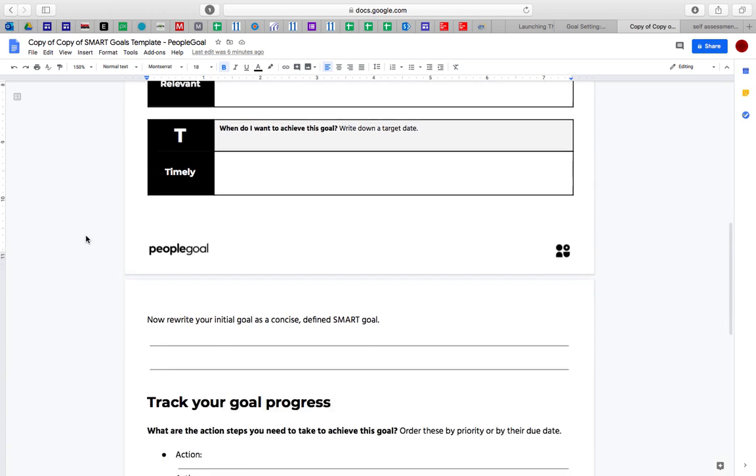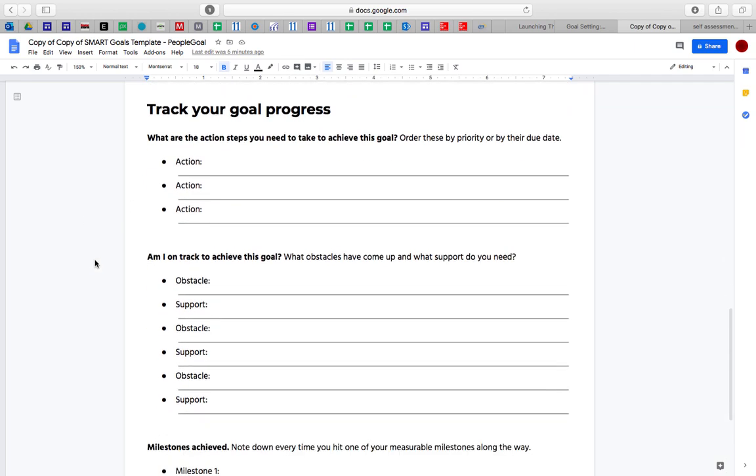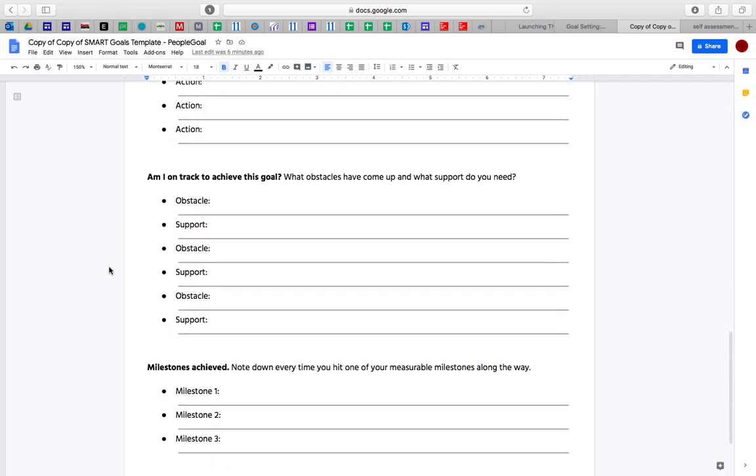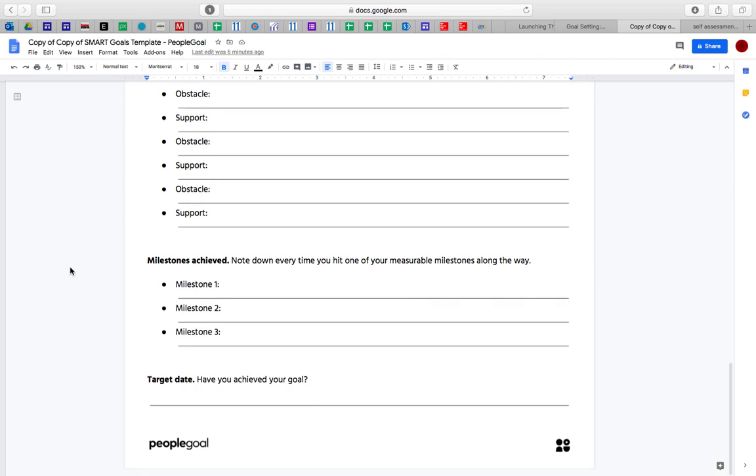And then as far as this handout is concerned, if you go down a little bit further, it asks you to rewrite the goal in student language and track your goal process. Are you on track? What are some obstacles? What are some barriers? So this is a nice barrier analysis. And then what are some milestones? As they're getting closer and closer to their goal, what are some things they have achieved that have realistically gotten them closer to that particular goal? And then the target date, did you reach it on time?